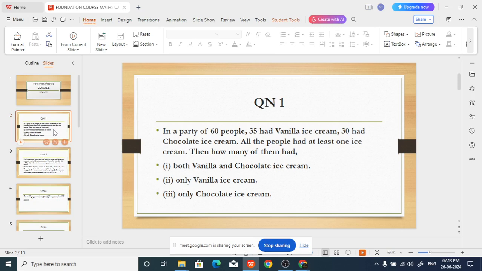Question 1. I read the question. In a party of 60 people, 35 had vanilla ice cream. 30 had chocolate ice cream. All the people had at least one ice cream. Then how many of them had both vanilla and chocolate?